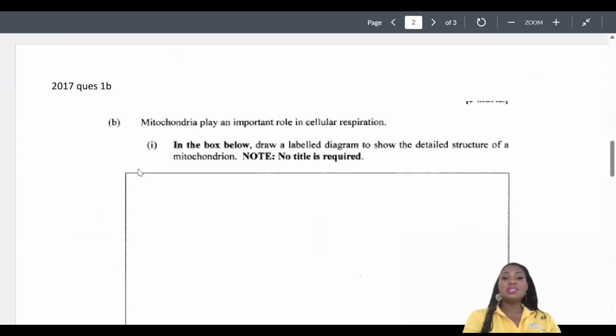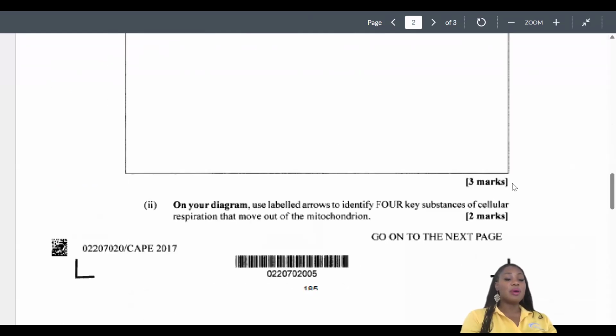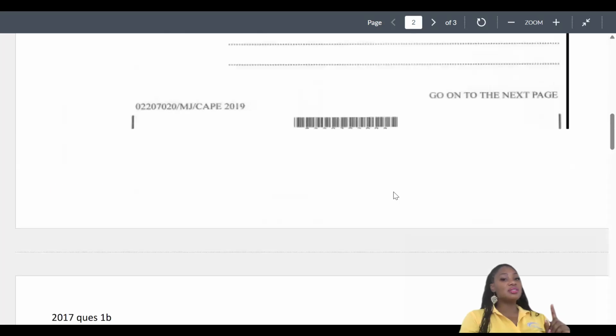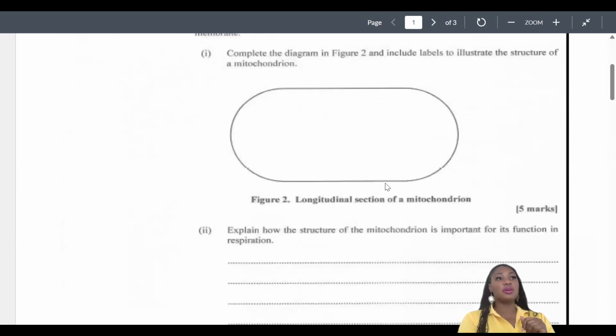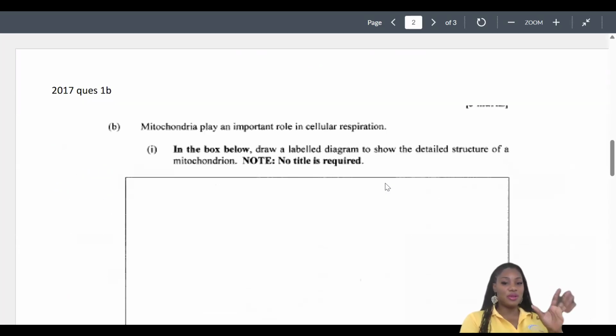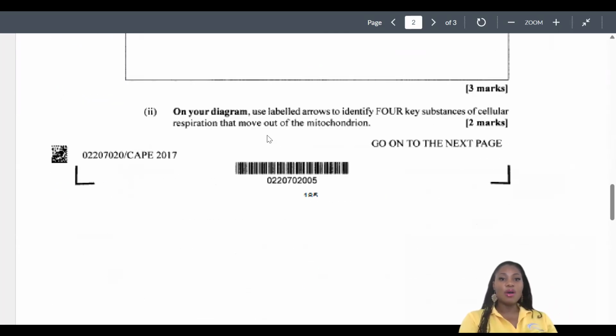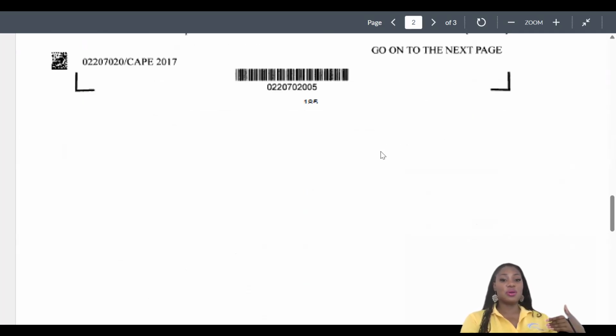And then this is 2017. Mitochondria play an important role in cellular respiration. In the box below, draw a labeled diagram to show the detailed structure of the mitochondria. 3 marks for that. So notice that these diagrams, they did not ask for annotations. So I give you the annotated one, but that is not what you're asked for here. You just want the diagram and for it to be labeled. All right. On your diagram, use labeled arrows to show 4 key substances of cellular respiration that must come out of the mitochondria. All right.